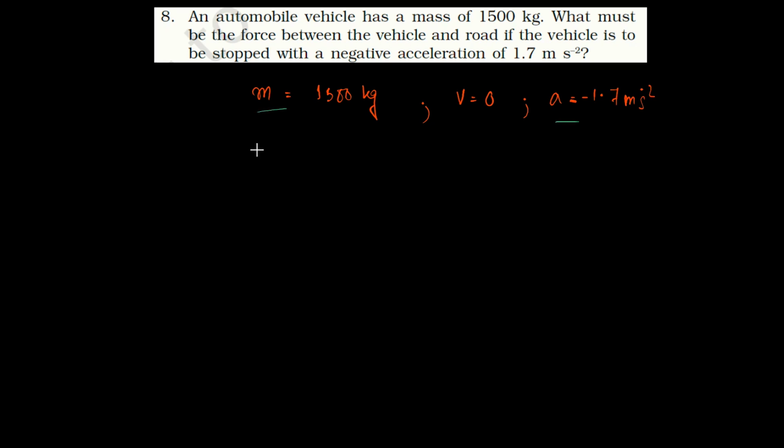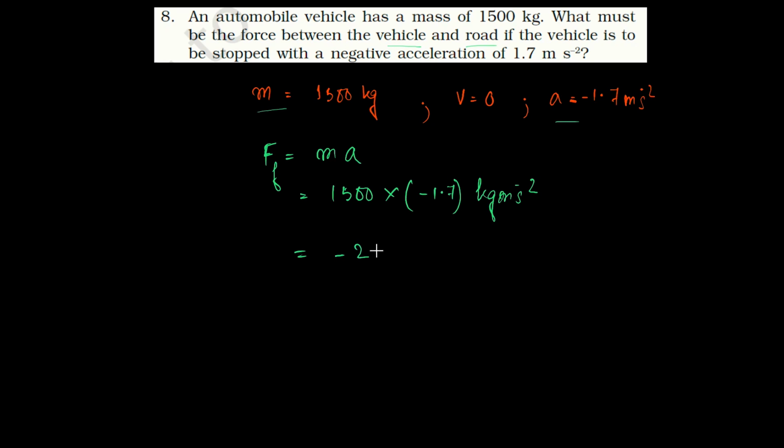Use the relation of force, that is F is nothing but ma. By the way, one thing you have to be clear about is what is actually being asked: what must be the force between the vehicle and the road? What can that force be? That force is nothing but friction. So I will represent this force as F_f, where the small suffix f means friction, and this is m a. M is given as 1500 into minus 1.7, that means kg meter per second square.